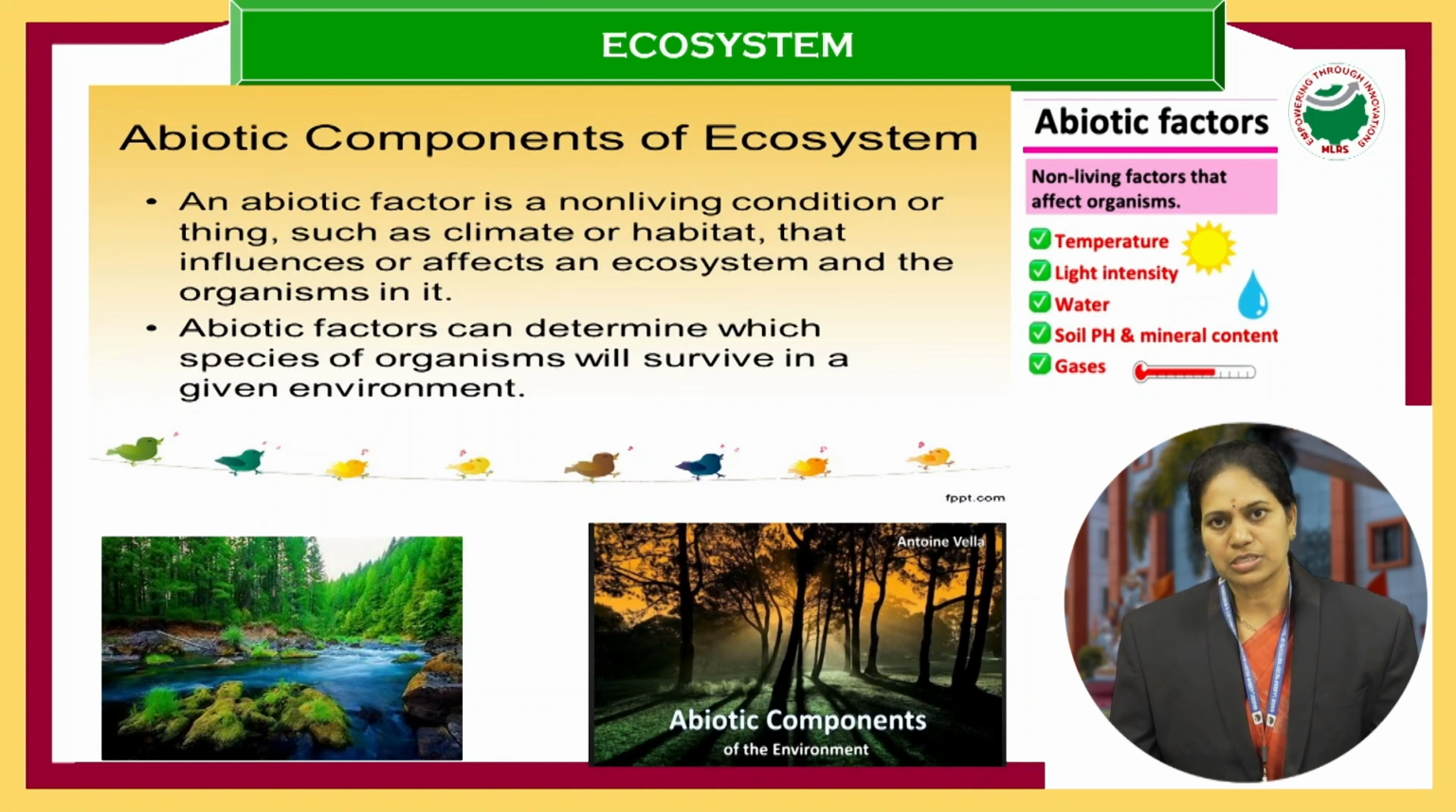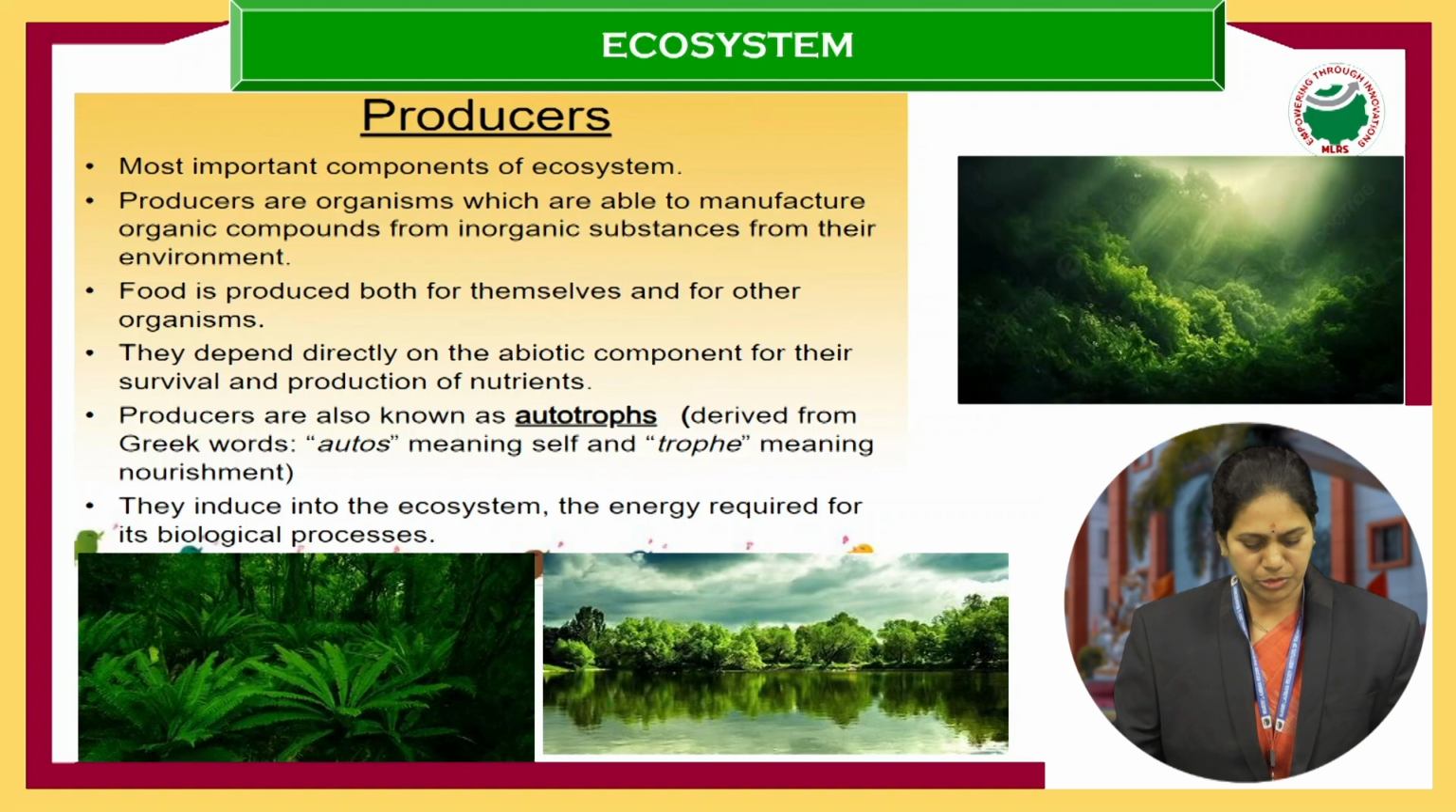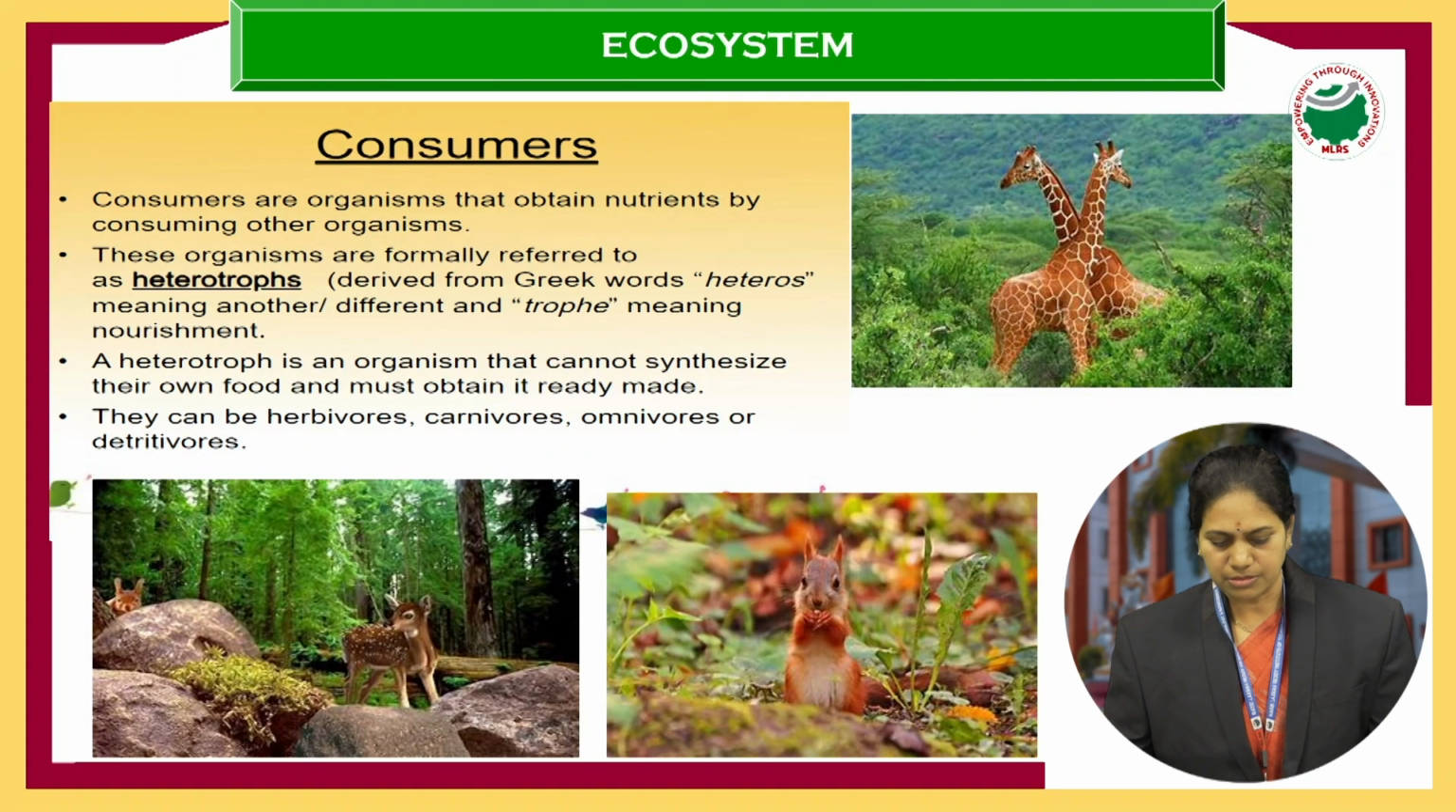So the structure is of two types, biotic and abiotic components. Next, in biotic, the first component is the producers. As we all know, producers are the plants, the autotrophs, the only organisms which can make their own food during photosynthesis, using sunlight and carbon dioxide to form food in those plants. We call them autotrophs: auto means self, troph means nourishment. They are producers which produce food, and all other consumers are dependent on these producers.